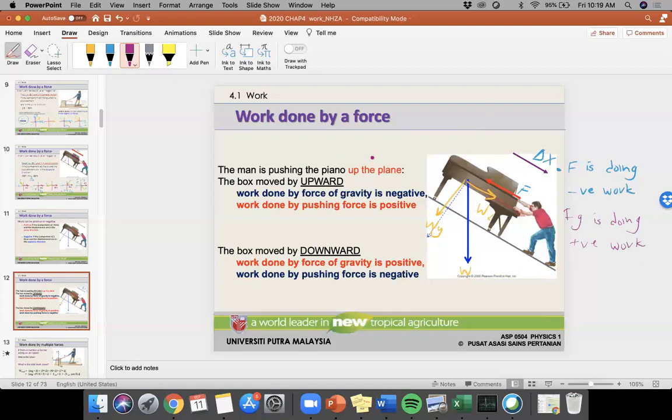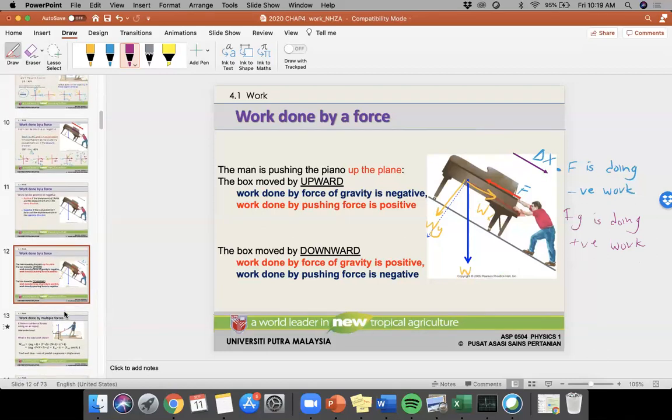Any questions for me so far? Okay? It's an easy concept. In the same direction, positive. In the opposite direction, negative work.